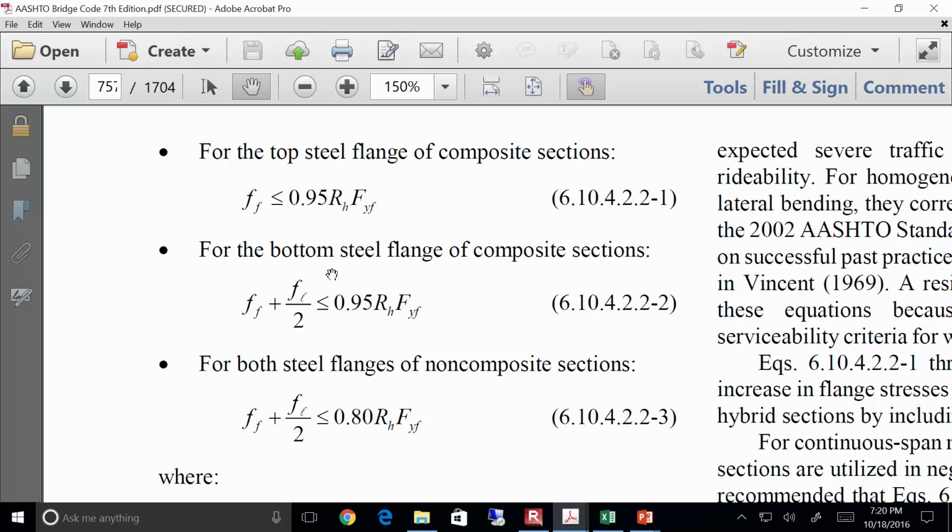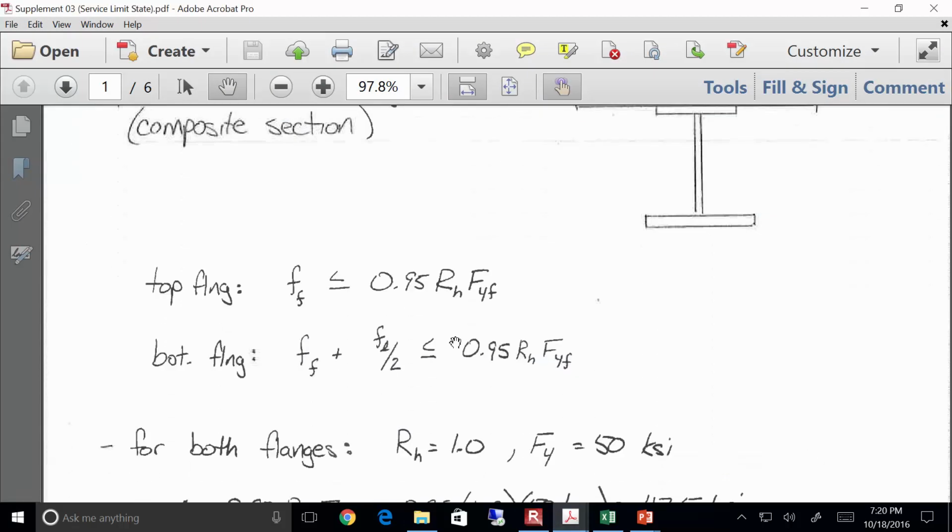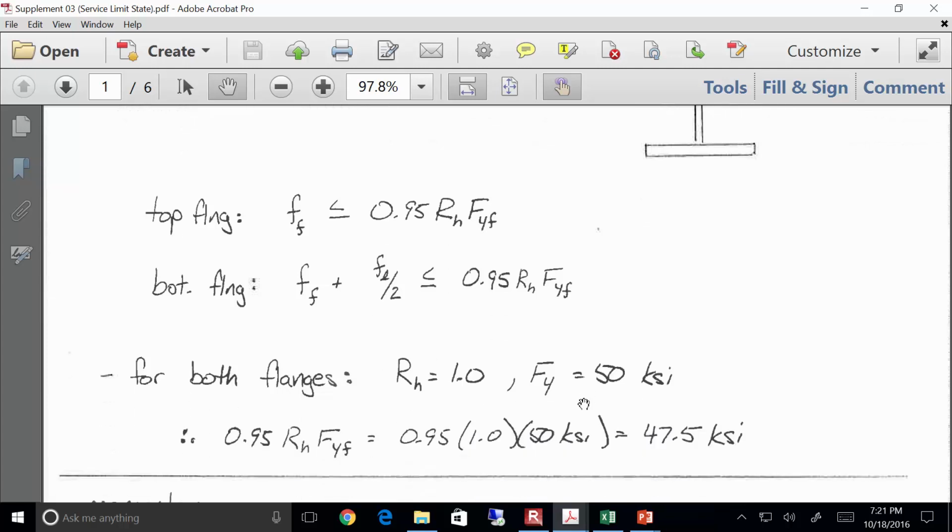All right. So if you notice, we're looking at a composite girder. Both of these sections, the capacity, which is over here on this side, this is how much the flange can withstand: 0.95 times Rh times our yield stress. So for both of these flanges, regardless of which one we're looking at, I have a top flange and bottom flange limited by this stress. For both of them, Rh is the hybrid girder factor. That's 1. My yield stress is 50 ksi. So here's my limit: 0.95 times 1 times 50. All right. Sound good?